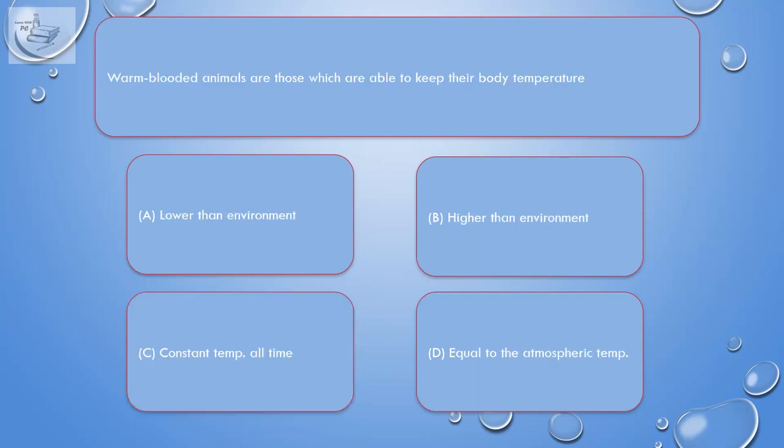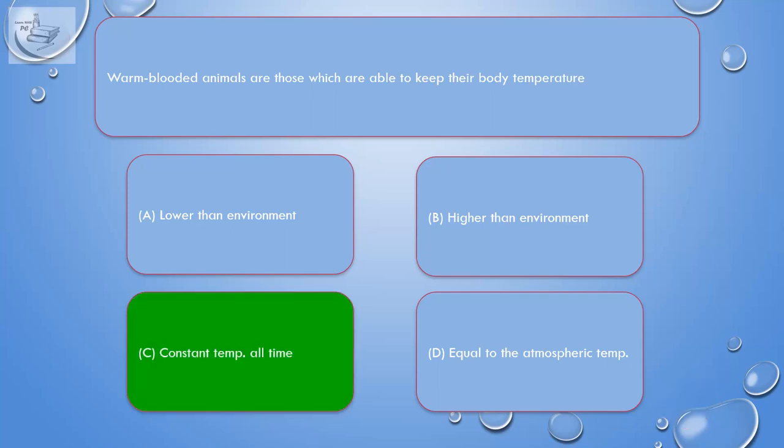Question: Warm-blooded animals are those which are able to keep their body temperature A. Lower than environment, B. Higher than environment, C. Constant temperature all the time, D. Equal to the atmospheric temperature. Correct answer is C. Constant temperature all the time.